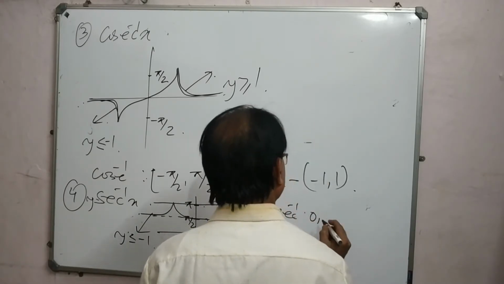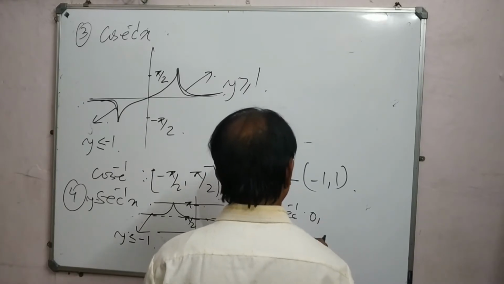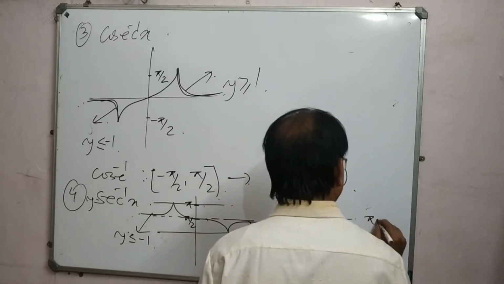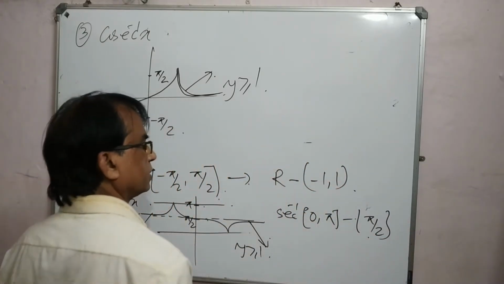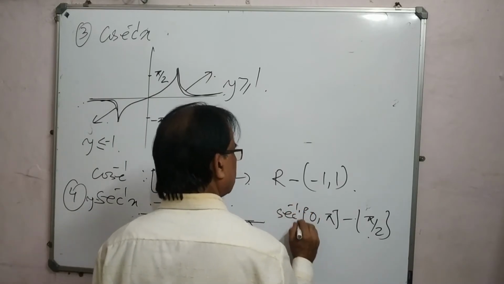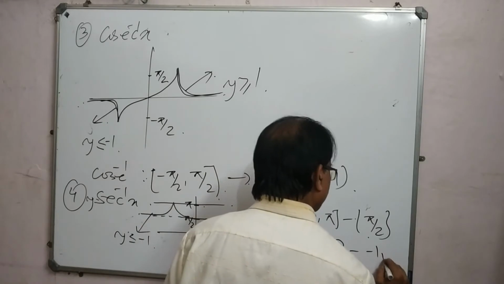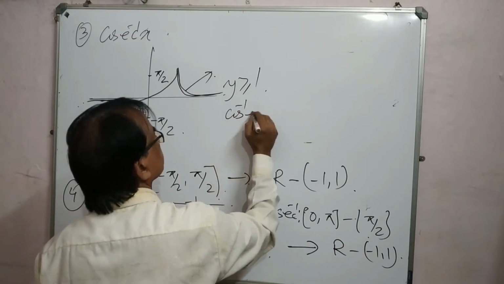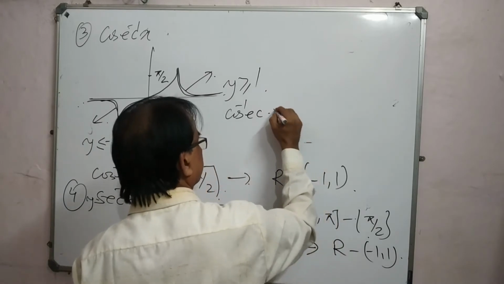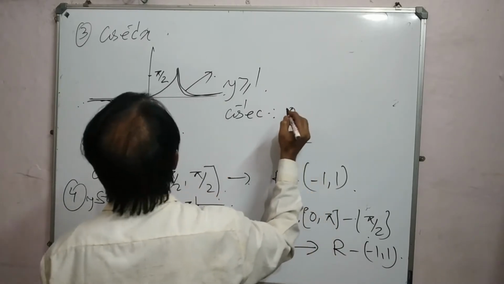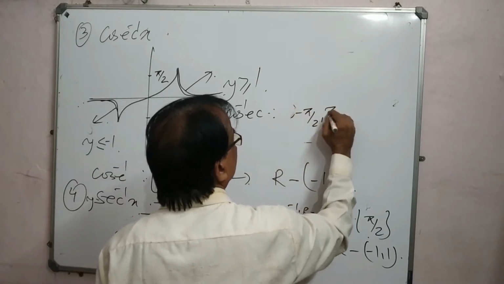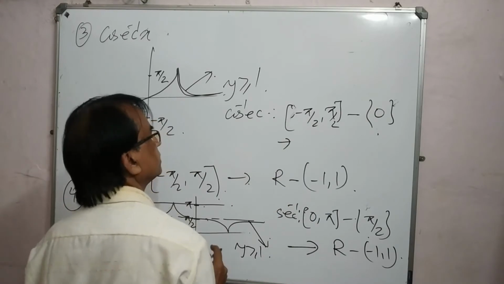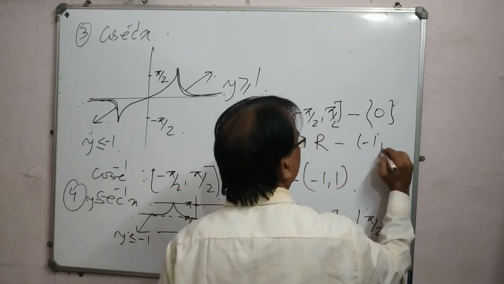0 to pi, minus pi by 2, that is to R minus minus 1, and cosec inverse x, cosec inverse, that is minus pi by 2 to plus pi by 2, 0 is excluded, to R minus minus 1.